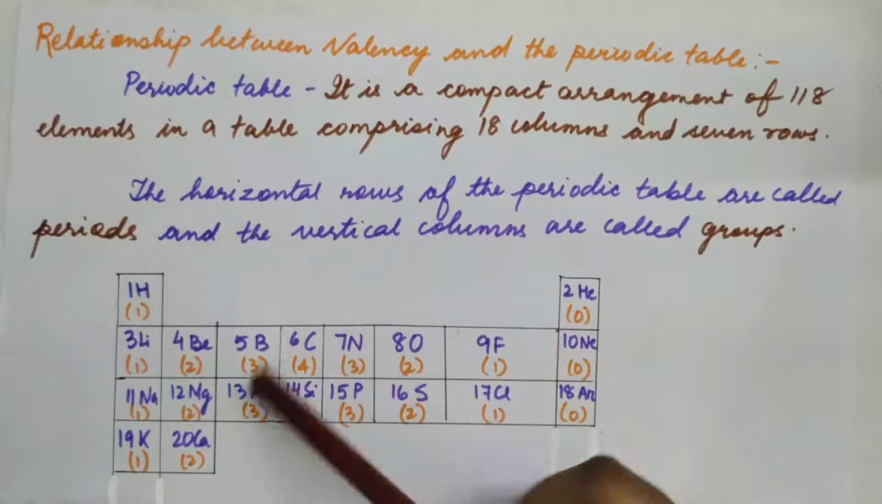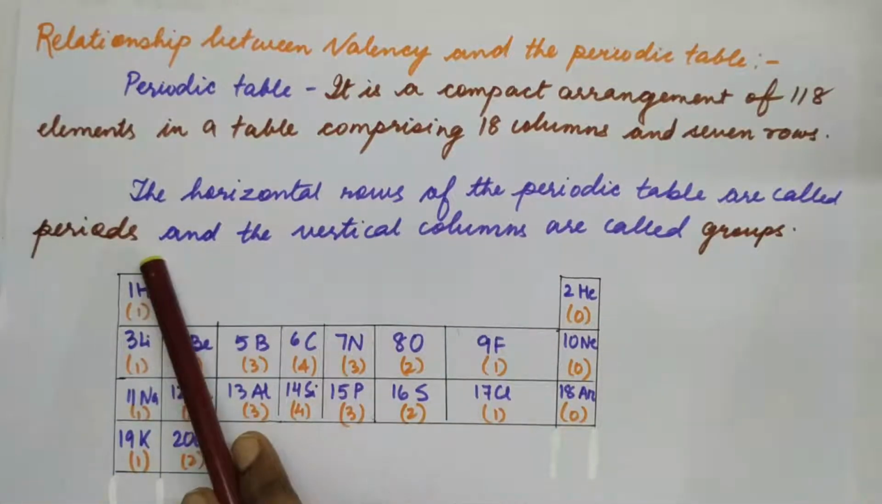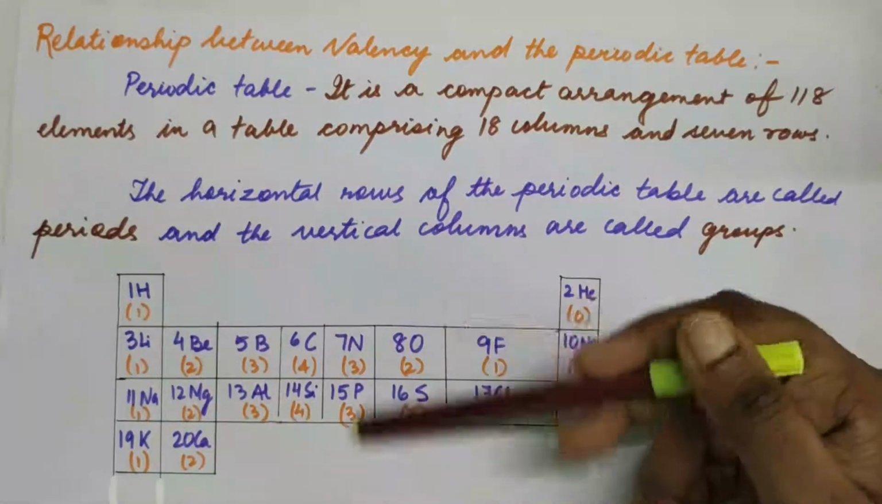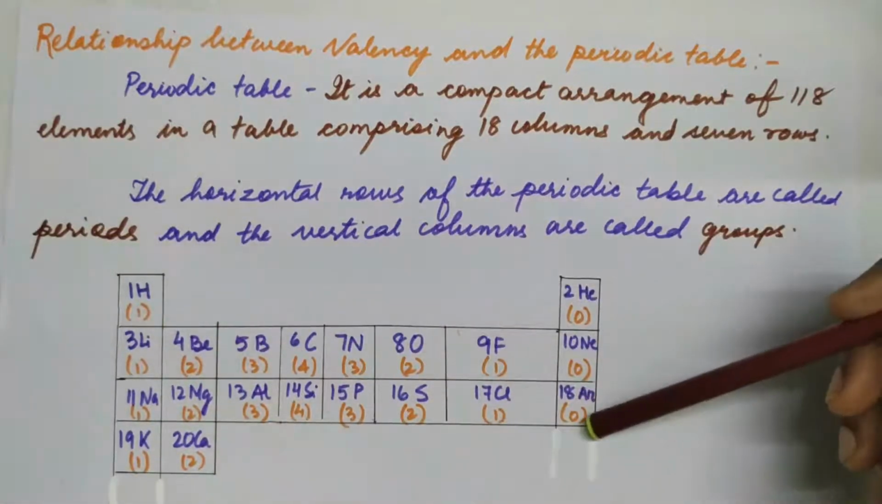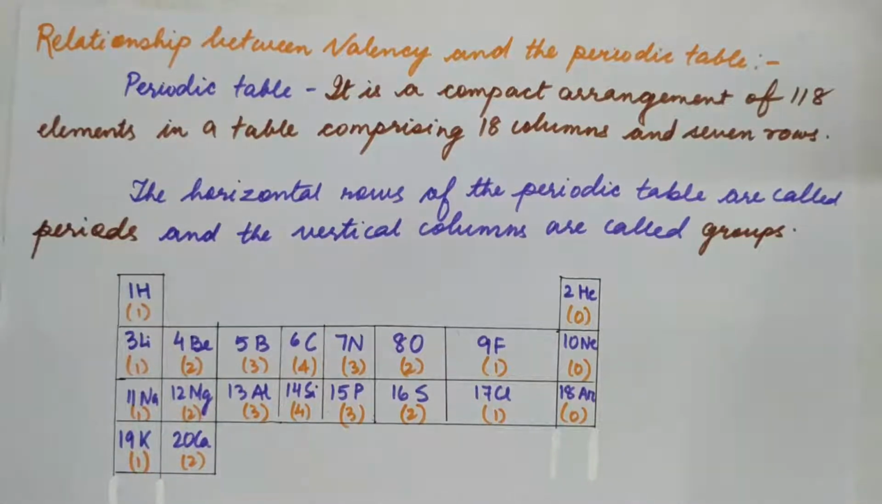In this you can see the horizontal rows, which we call periods, and the vertical columns, which are called groups. This is a rough arrangement of the periodic table till element 20, which you need to remember for class 7, starting from hydrogen, helium, lithium.